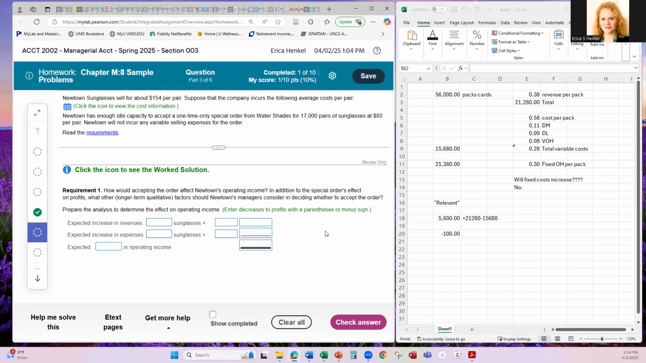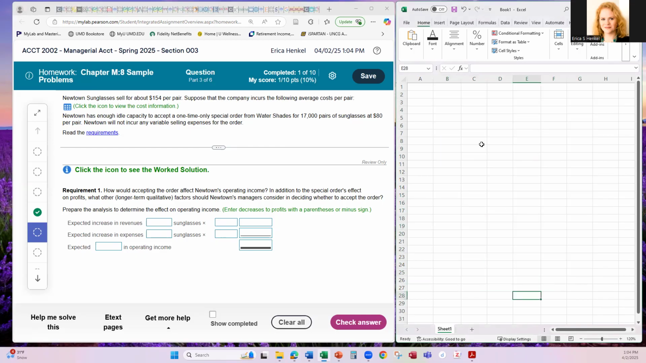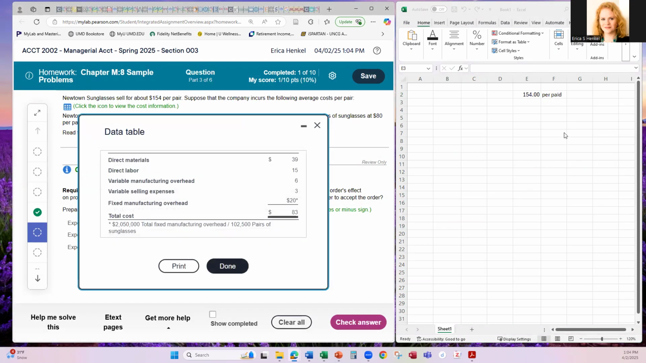Okay. All right. So in this next problem here, we've got another potential special pricing situation. So I'm just going to delete all this out of here. And so we've got Newtown sunglasses, and we sell glasses for $154 per pair. And so here are our costs per pair.